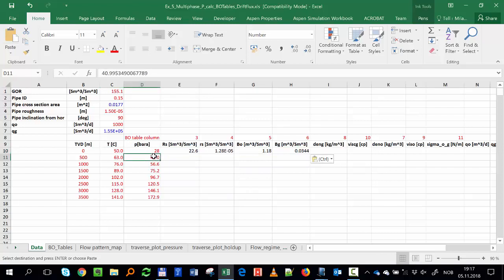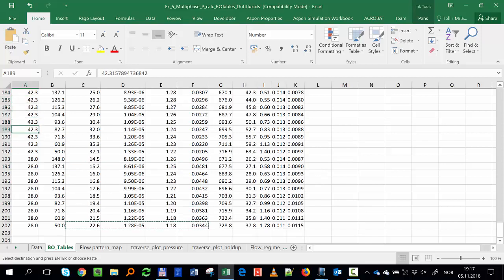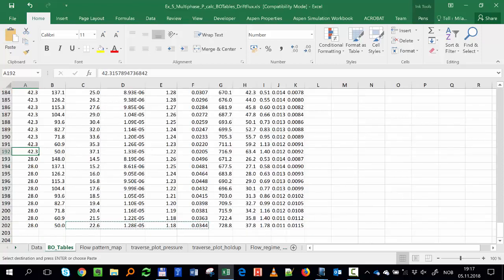Now let's see for 41 bar. We go up and we don't have 41 actually, we have 42. And which temperature do we need? 63. And for 63 we also don't have it. We have a jump between 60 and 71. So what to do in that case?